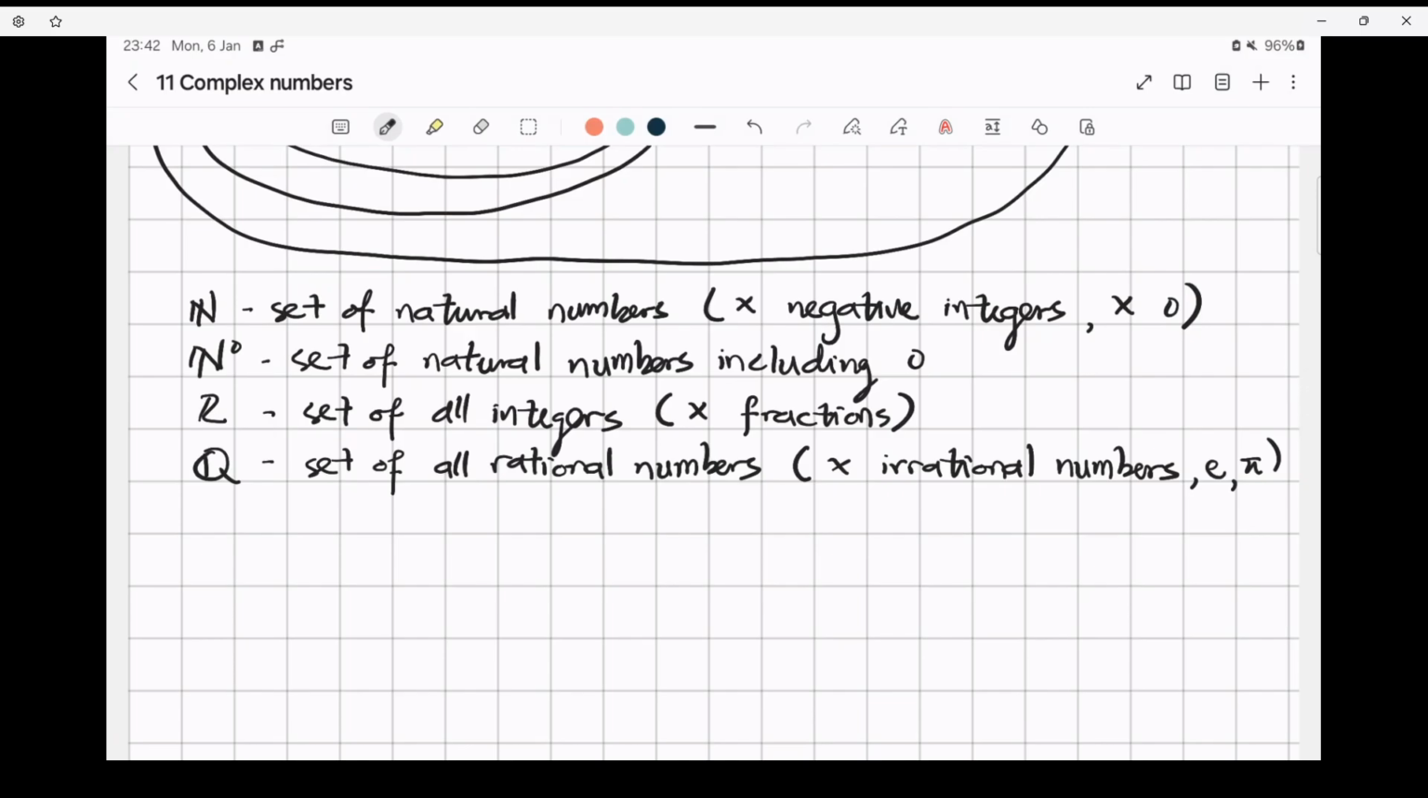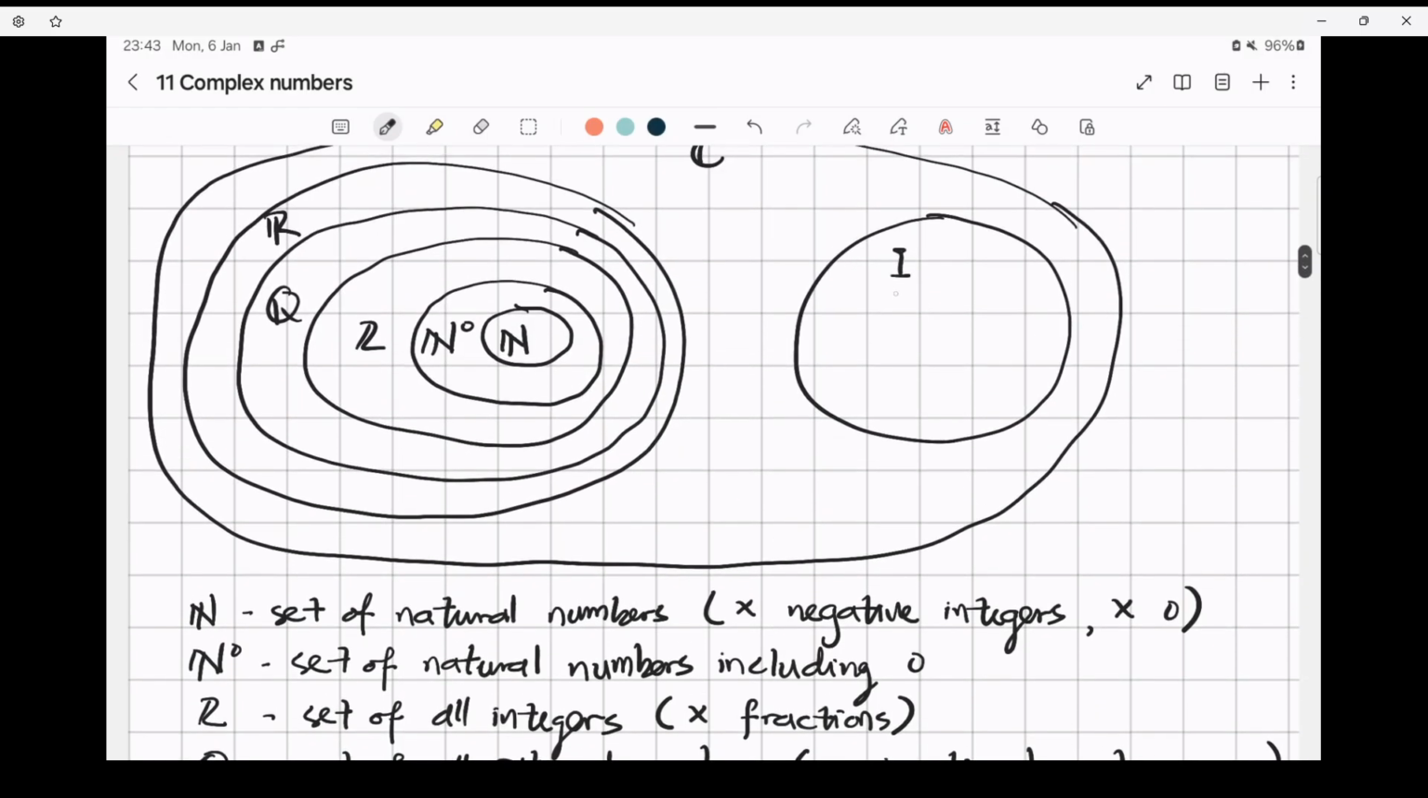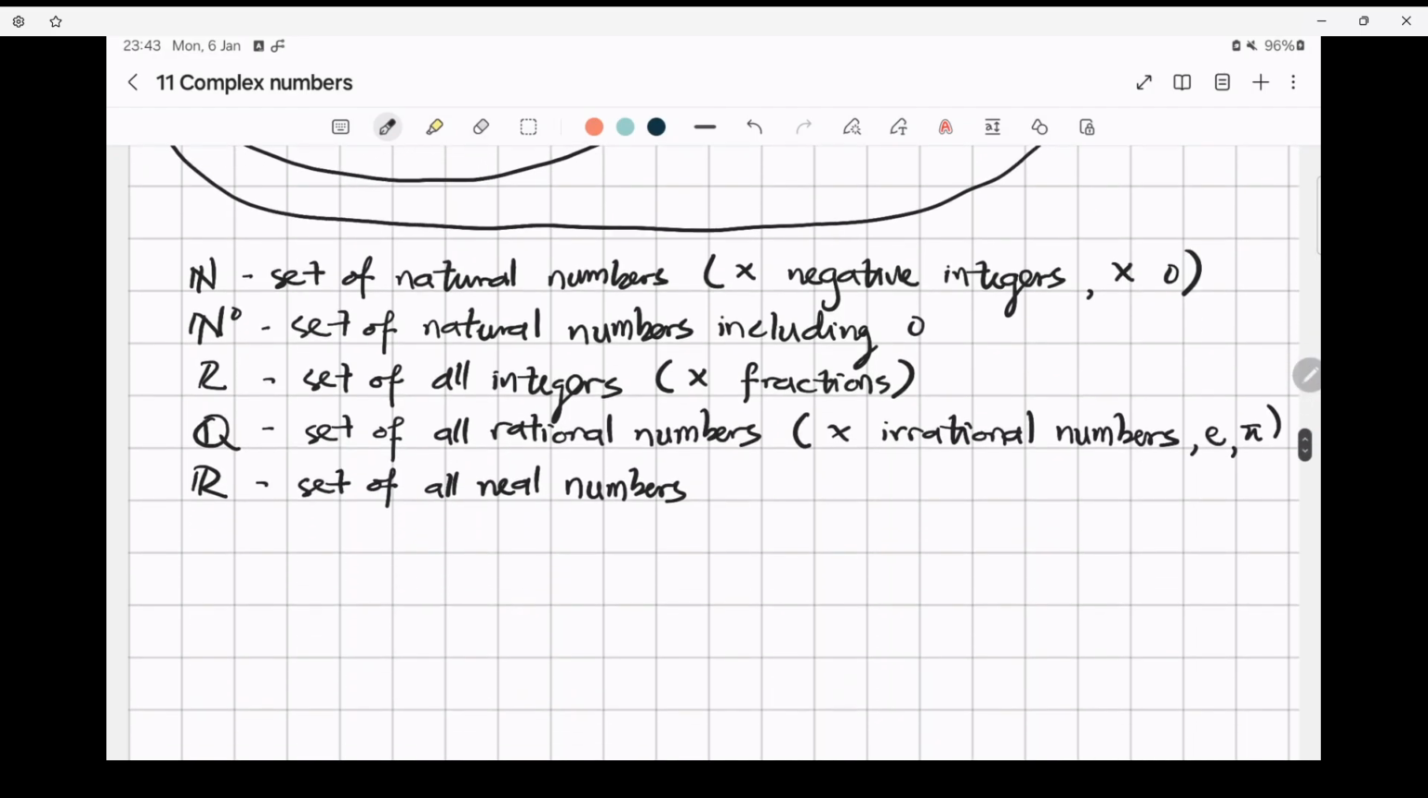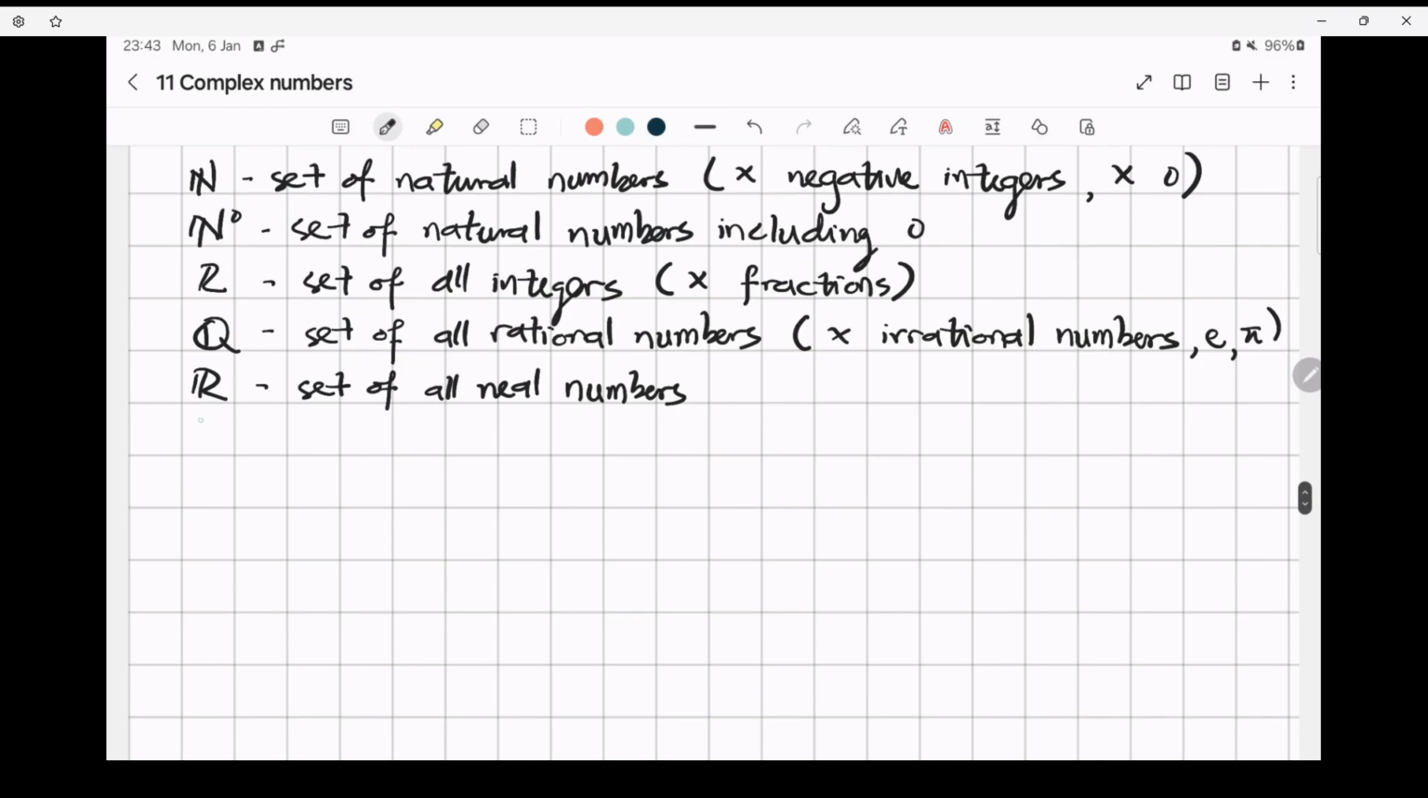Then the next thing would be R. This will be the set of all real numbers. This set will include rational numbers, irrational numbers, and so on, but it doesn't include imaginary numbers. Imaginary numbers will be given by I. So now let's look at imaginary numbers. This is written by i.